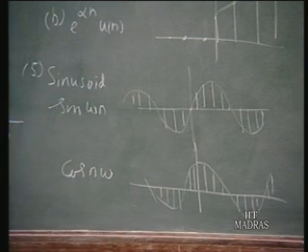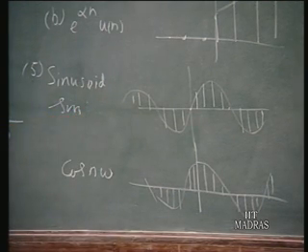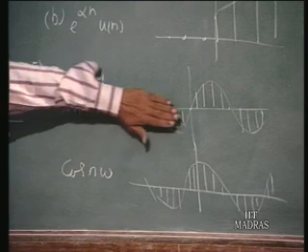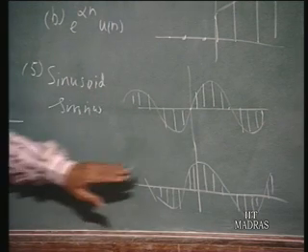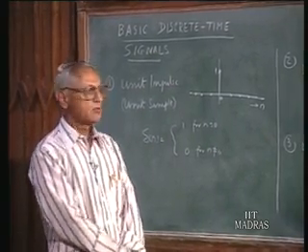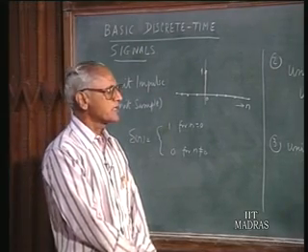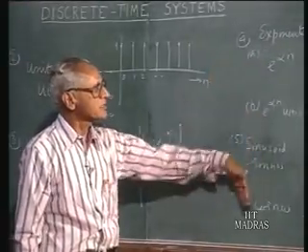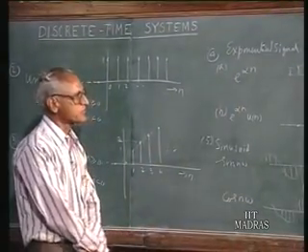Sin nω and cos nω are sinusoidal signals. Again, if you take sin nω multiplied by u of n, this portion will be cut off. Cos nω multiplied by u of n, this portion will be cut off. Now these are the basic types of discrete time signals that we would like to use. From these we can build up other signals, for example e to the power of αn times sin nω, the multiplication of these two, all those things can be produced.